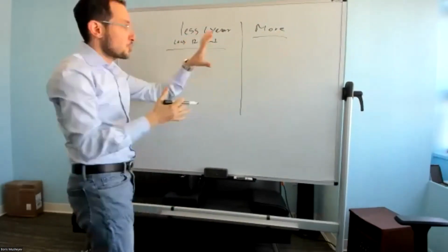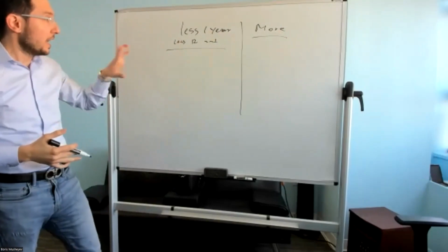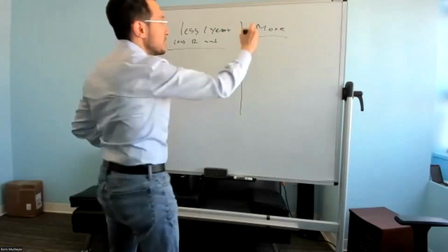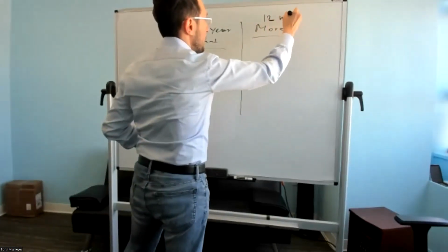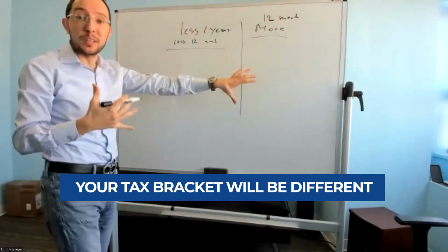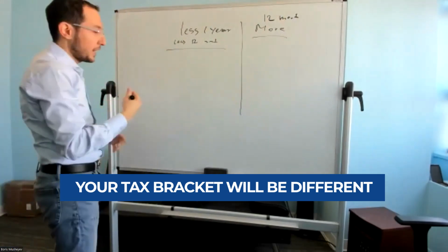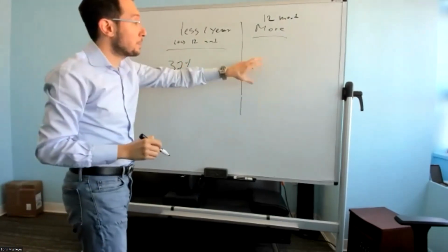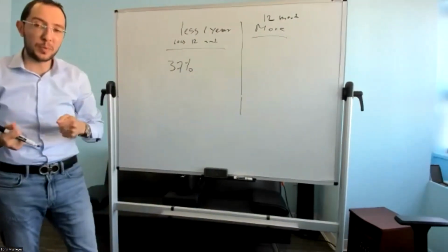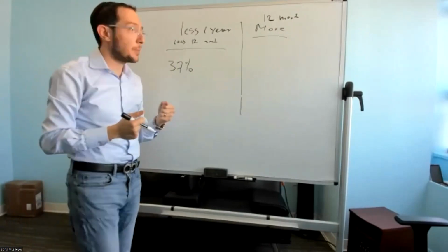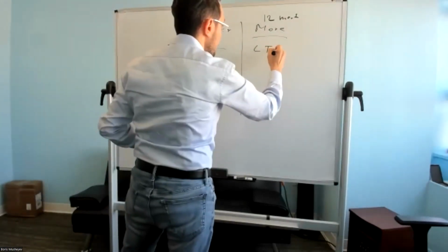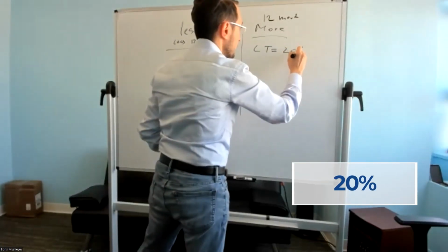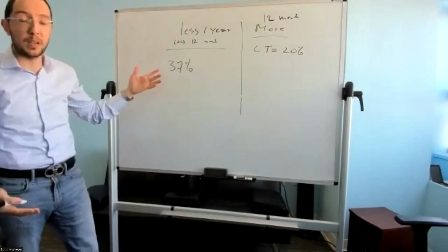Okay. This is a strategy in itself. So if you're looking to sell your rental property right now, and you can wait a little bit more than 12 months, your tax bracket will be different, because the highest ordinary individual tax bracket is 37%. But because you've held the property for more than 12 months, it is considered long-term capital gain, and the highest tax on long-term is 20%. It can also be 15%, depending on what bracket you're in.